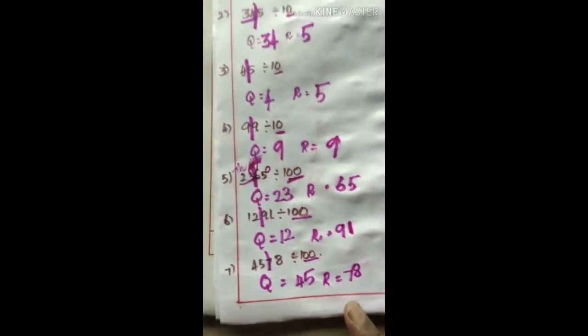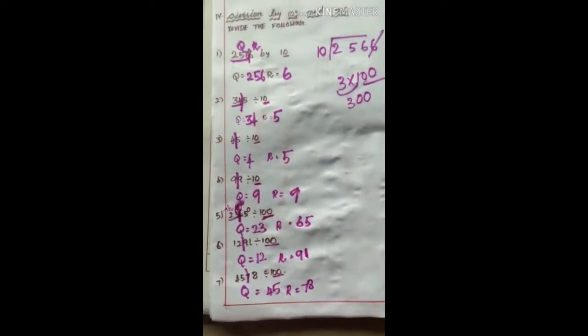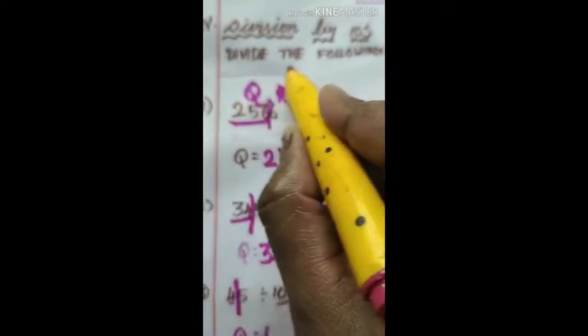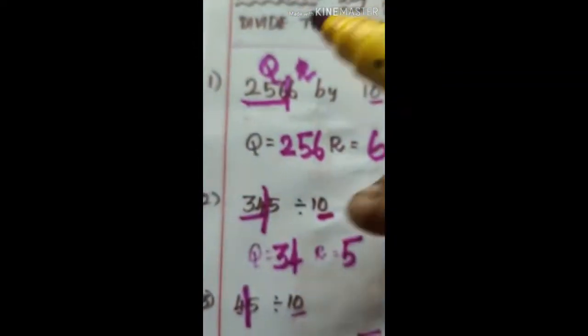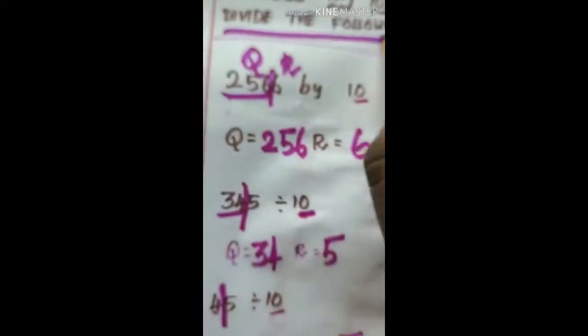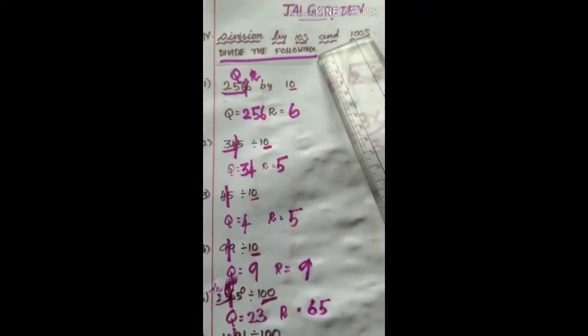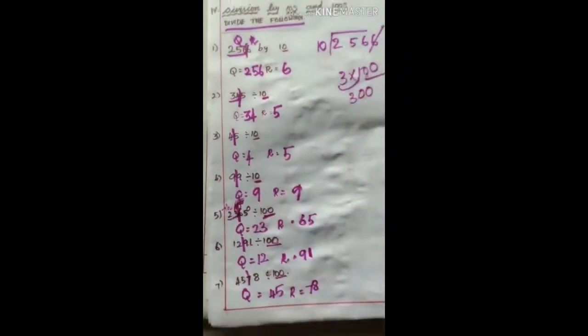Dear children, I hope this method is easy for you. Again I want to tell you something. If you see the topic "Divide the following" and the divisor is tens or hundreds, you just follow this method. No need to draw the line and write the number inside and the divisor outside. You can follow this easy method.